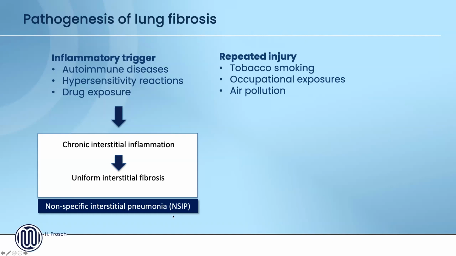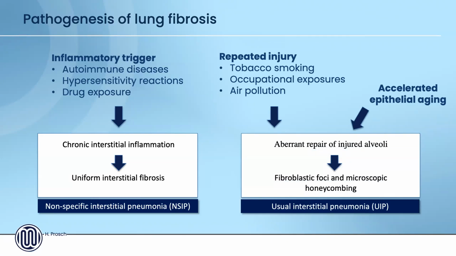And then there's another type of fibrosing lung disease, which is caused by repeated injury, like tobacco smoking, occupational exposure, or air pollution, together with accelerated epithelial aging. This may lead to another pathological form of lung fibrosis we call the usual interstitial pneumonia. It looks different from a pathological point of view than the NSIP pattern. So these are the two groups of fibrosing lung diseases we see primarily. There are certainly more, but these are the real big players. One thing I did not mention so far: inflammation may ultimately also lead to a UIP pattern. So in your patient groups, you primarily see non-specific interstitial pneumonia, but you may also see this UIP pattern.